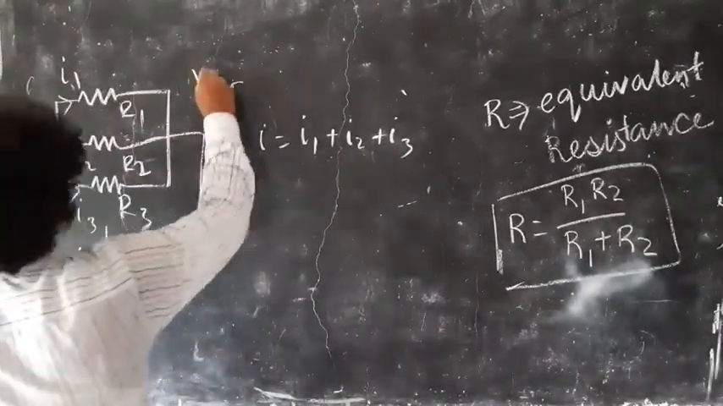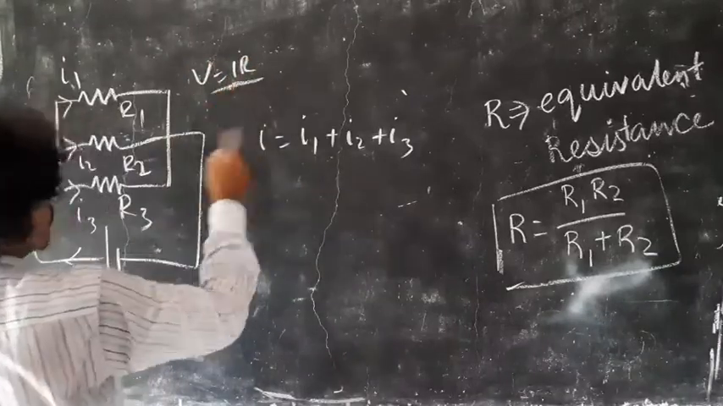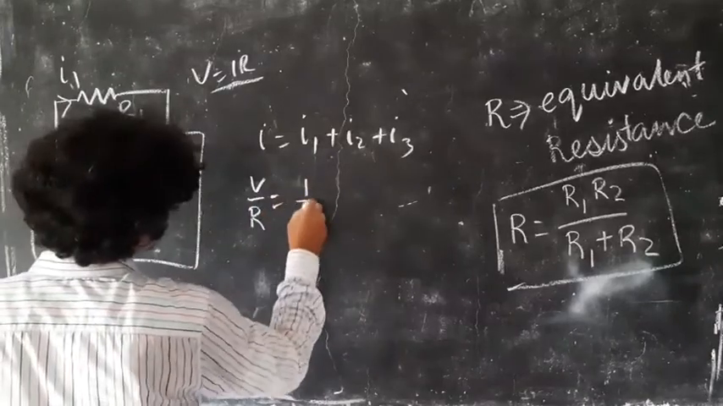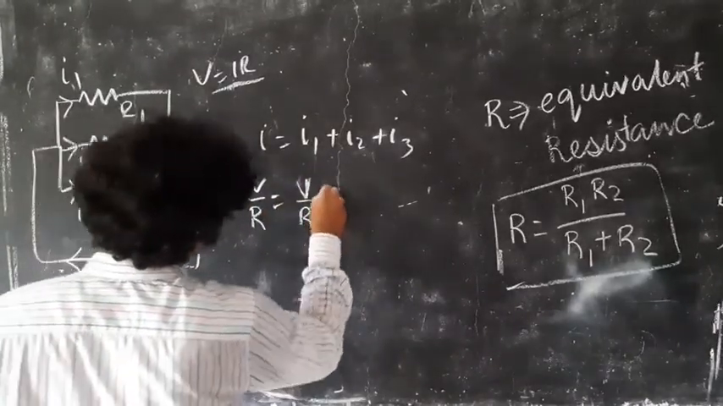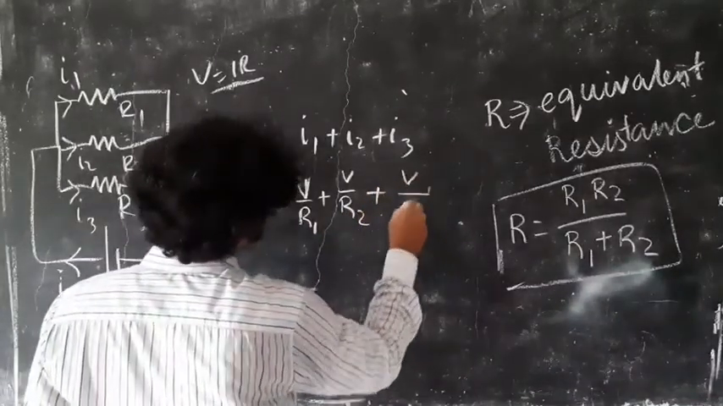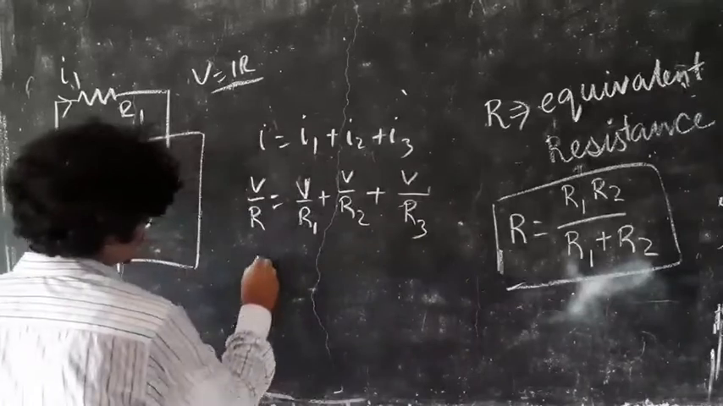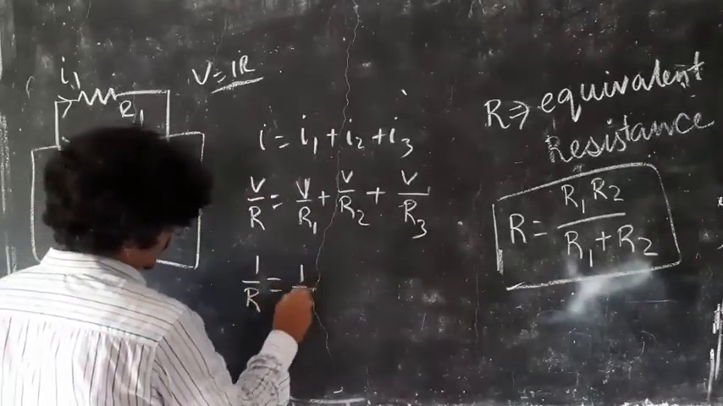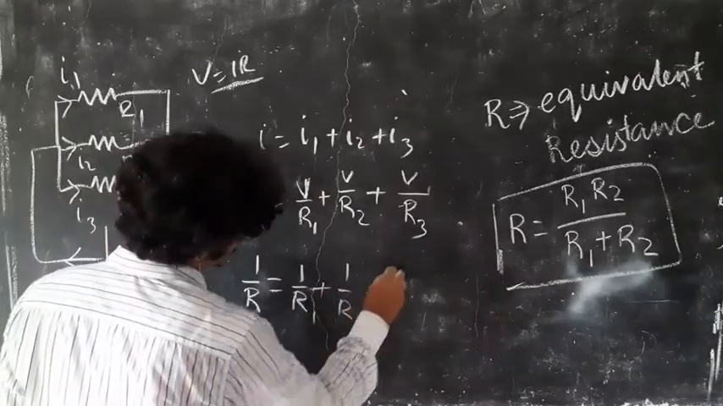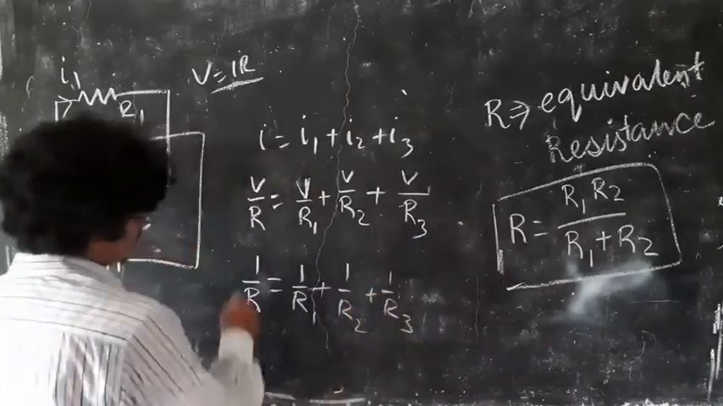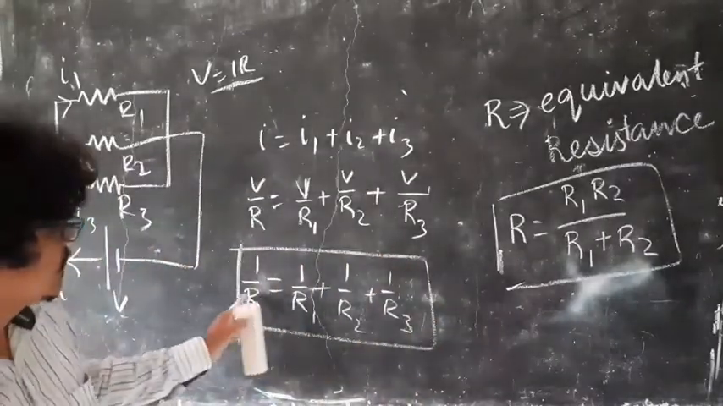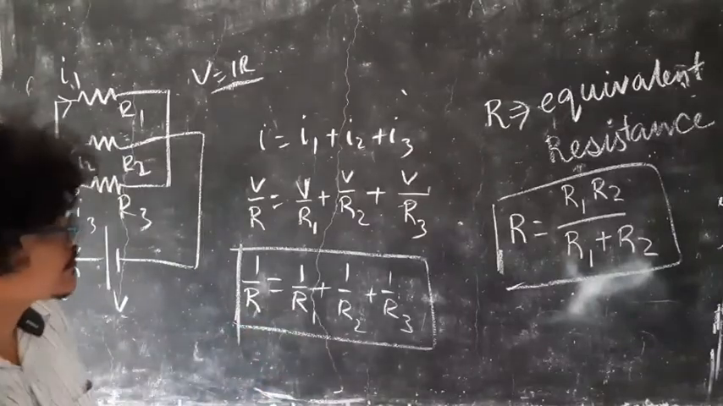Now we know that V is equal to IR. So apply this one. I is equal to V by R, I1 is equal to V by R1, I2 is V by R2, I3 is V by R3. Simplifying this, you will get 1 by R is equal to 1 by R1 plus 1 by R2 plus 1 by R3. This is the equivalent resistance for three parallel resistances.